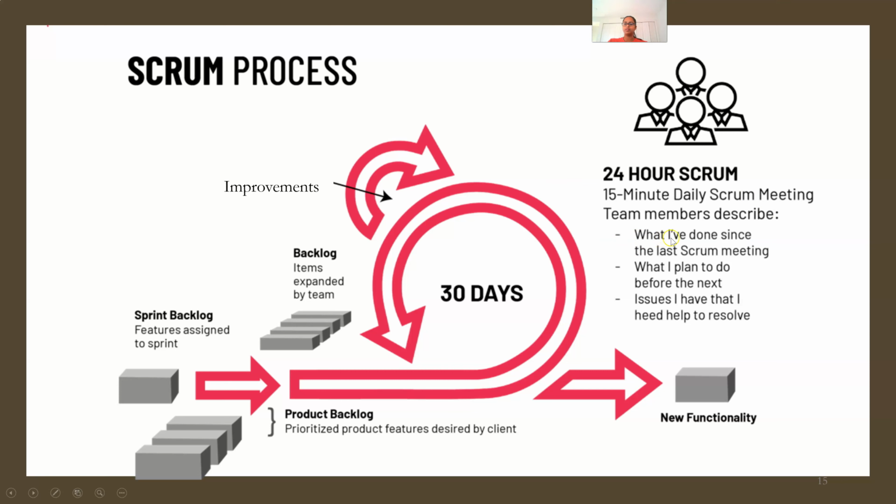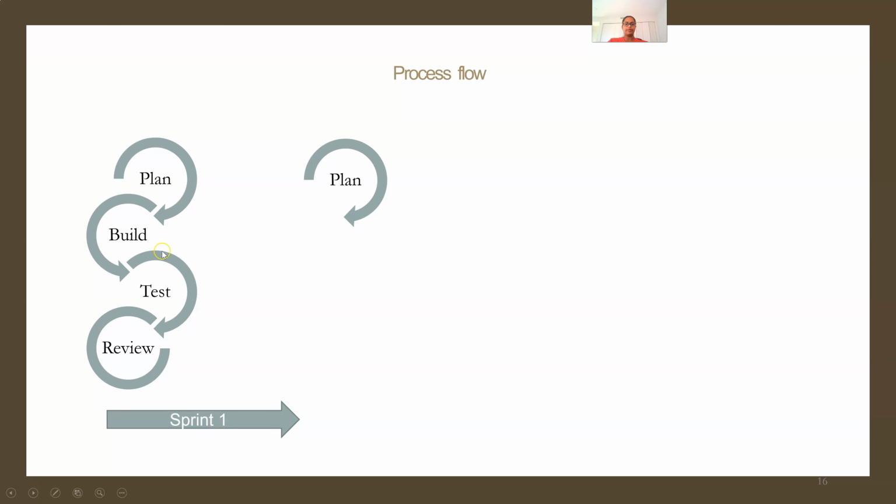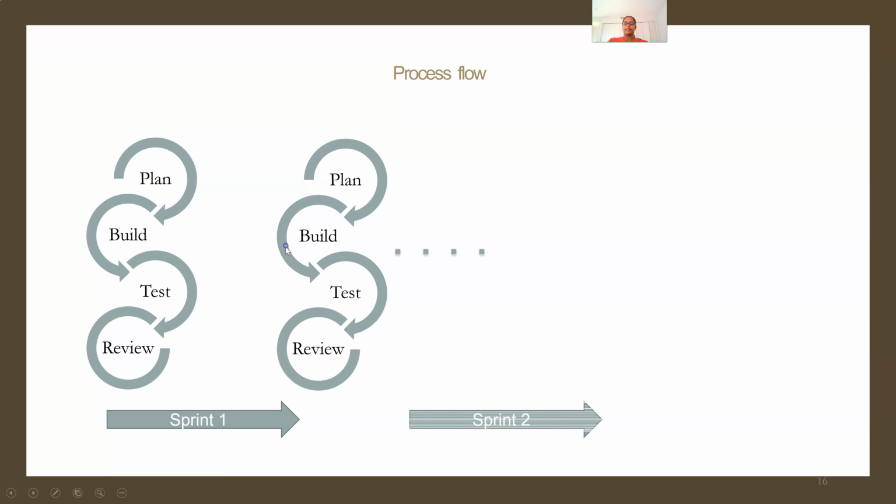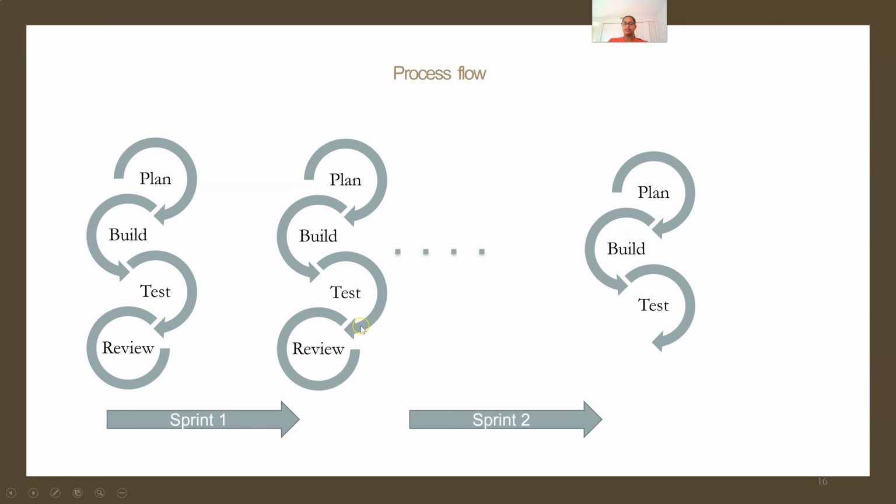So here, this says what have I done since last Scrum meeting, what I plan to do before the next, and finally the issues or blocks which have to be resolved before completion. So the Scrum process would involve planning, building, testing, and review, and the sprint one is released. Similarly, at the end of each sprint, all the Scrum process development activities would be done, and that particular sprint is released. Finally, we have the final sprint.